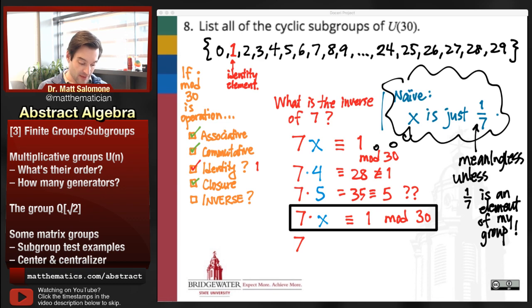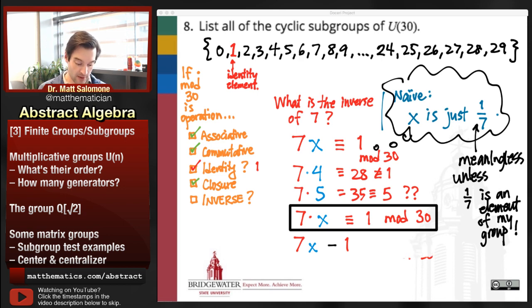If 7x is congruent to 1 mod 30, what that means is that 7x minus 1, if I subtract this 1 from both sides, would be congruent to 0 mod 30. That's another way to think about what this equation is saying. But for something to be congruent to 0 mod 30 means that that something is a multiple of 30. So what I'm looking for in my x here is some integer which has the property that 7 times that integer minus 1 is a multiple of 30.